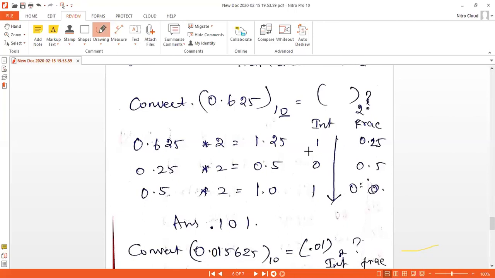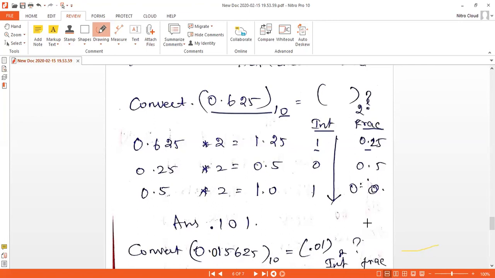Just a simple procedure: multiply it by 2, and whatever value comes, break it like this. Whole number separate, fraction separate. The number is 0.625, right? I multiply it by 2. I get 1.25, correct? I separate 1, I separate 0.25.